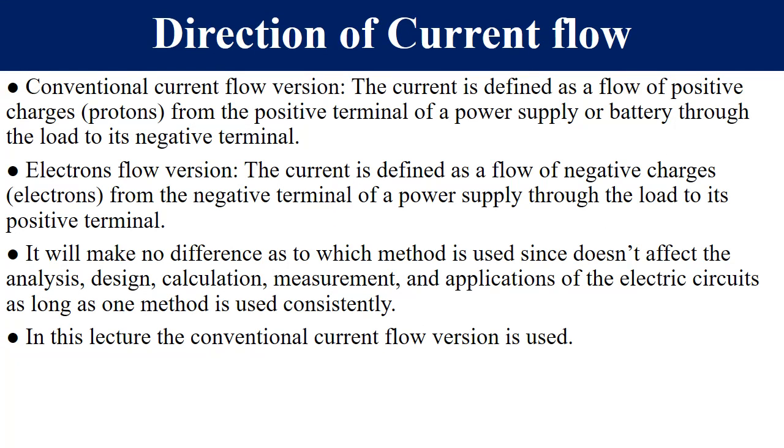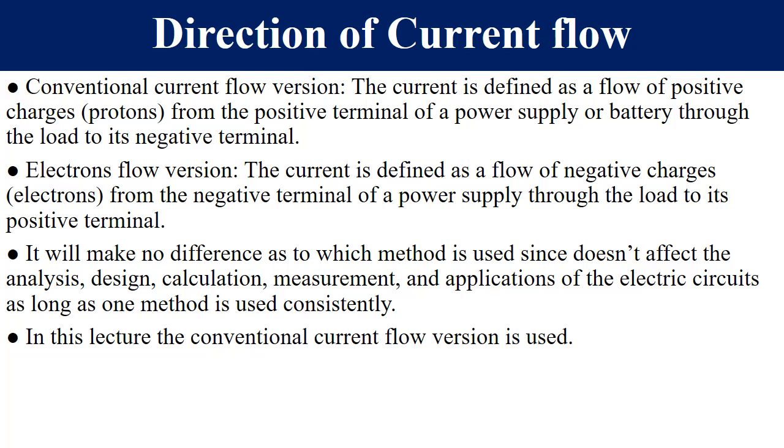More on direction of current flow. As I said, conventional current flow is defined as a flow of positive charges, from the positive terminal of a power supply or battery through the load to its negative terminal. And we'll be using that to analyze our DC circuits.